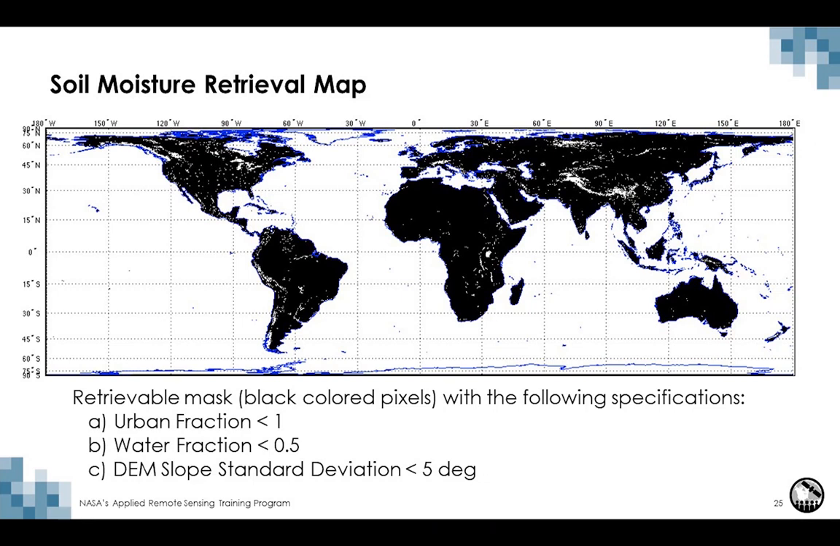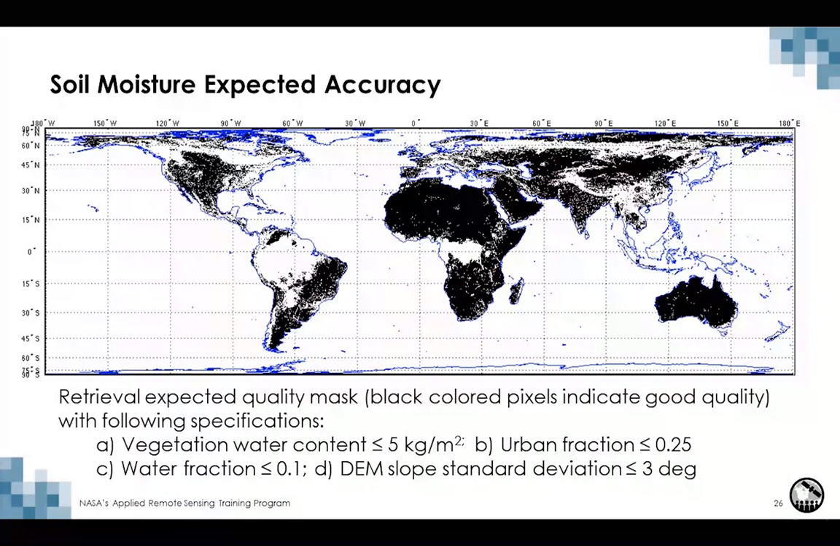There are quality flags to all of the retrievals indicating how confident the team is in that retrieval. And areas where the DEM, the digital elevation model slope, standard deviation is less than 5 degrees. So even though soil moisture is being retrieved pretty much everywhere, it doesn't necessarily mean that the soil moisture retrieval meets the mission accuracy requirements. So that's that 4% volumetric that I talked about in the very beginning. And this map shows the areas where soil moisture is expected to meet that accuracy requirement. The areas in black are those areas.